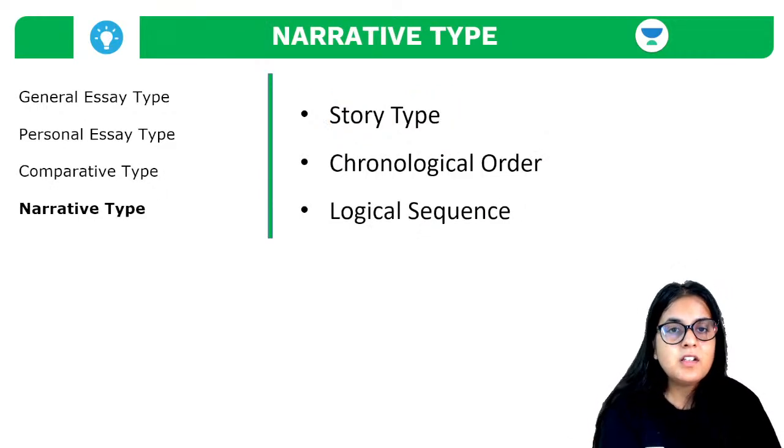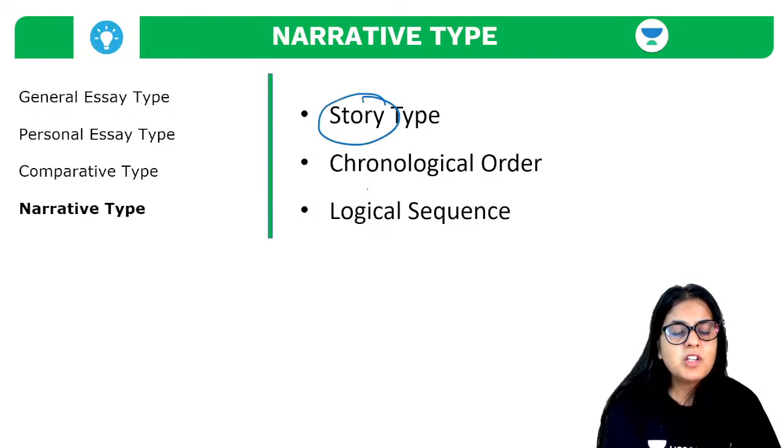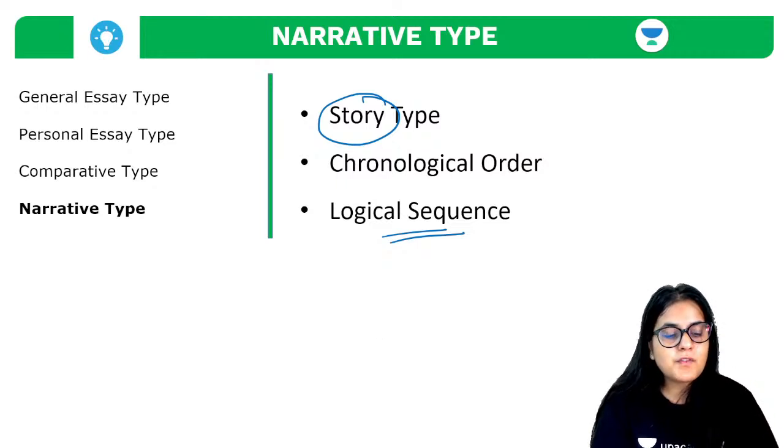Okay, next one, narrative type. Again, a favorite. Narrative type is basically a story. So this is very easy to arrange. What you have to do is arrange according to the sequence of events. For example, first this happened, then that happened, then this, then that. It goes about in the form of a story. Or it can follow chronological order, a time sequence.